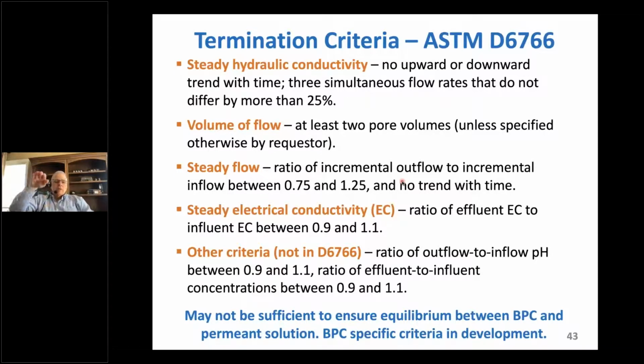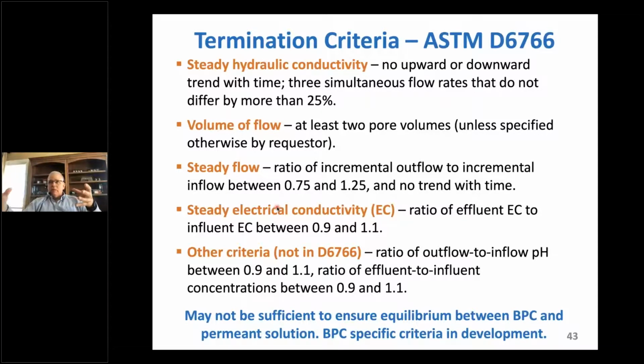First of all, we want to make sure that the hydraulic conductivity is leveled off. It will tend to change early on in the test, and then we'll tend to level off. We want to make sure that we have a sufficient amount of flow through the specimen. D6766 has a default for 2 pore volumes of flow. Essentially, you've flushed out 2 volumes of voids in the specimen, at least 2 volumes of voids. We want to have steady flow, meaning the inflow of the specimens equal to outflow. And we want to have the electrical conductivity of the outflow being roughly equal to the electrical conductivity of the inflow. And we use that as a surrogate of whether chemical reactions are complete.